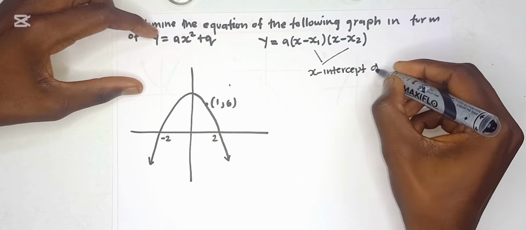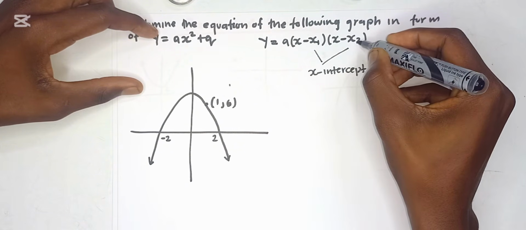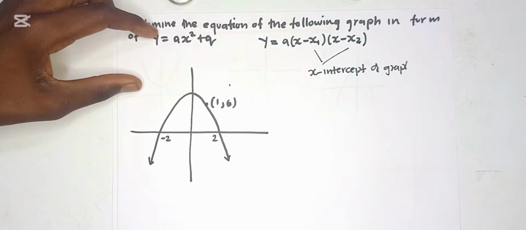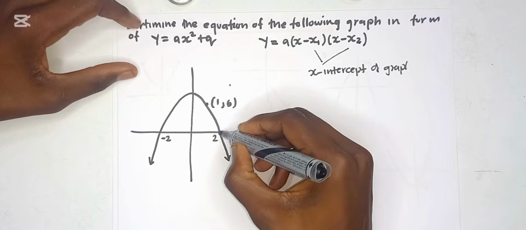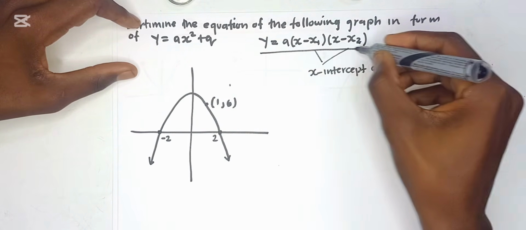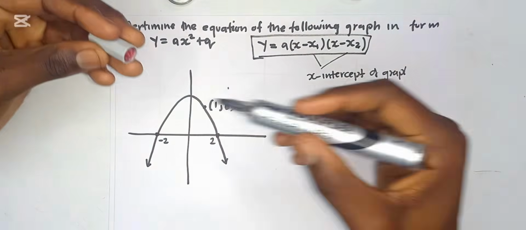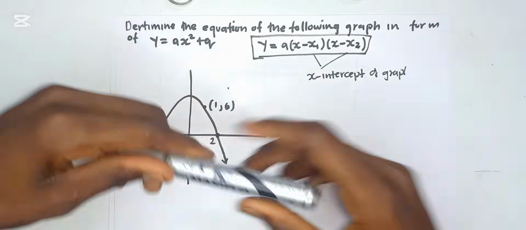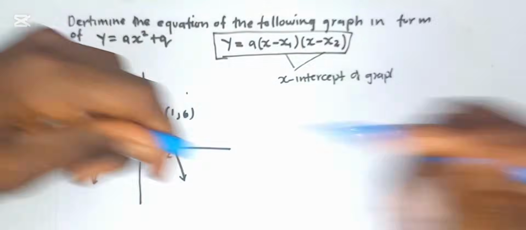The x-intercepts of the graph. The x1 and the x2 here, you substitute what? You are going to substitute the x-intercepts of your graph. Our x-intercepts here are this point and also this point. This equation, you just have to memorize it and understand it. It's going to help you a lot to determine your equation here, and it's going to be very, very easy.